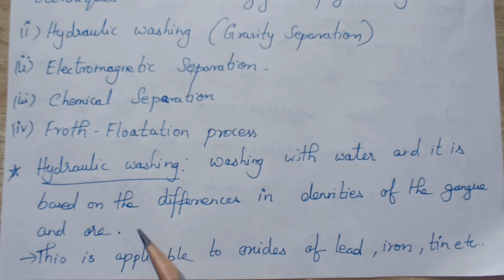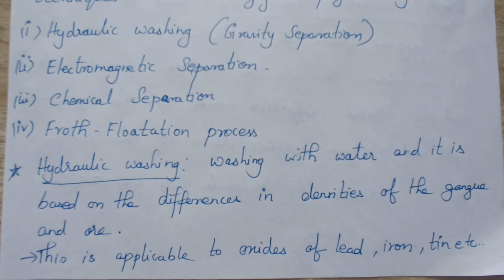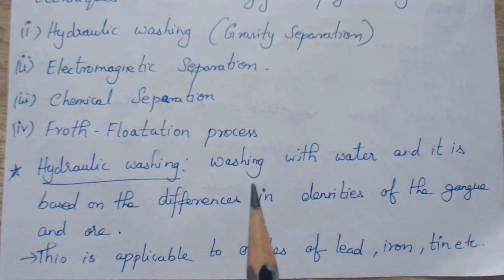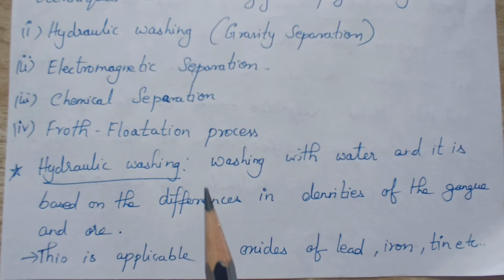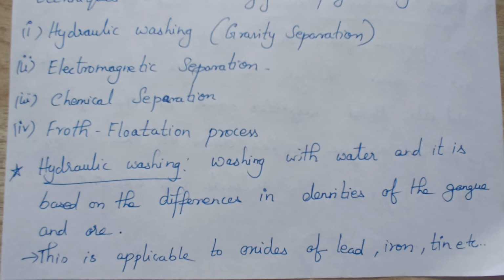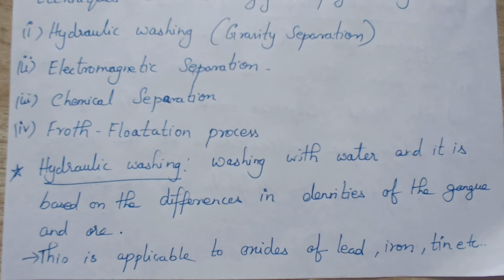For example, how will you find whether the seeds are good or not? If you put water over the seeds, some of the seeds will float on the water. That means inside there is nothing, only the cover of the seed will be there, so it can be removed. Like that you can remember hydraulic washing.